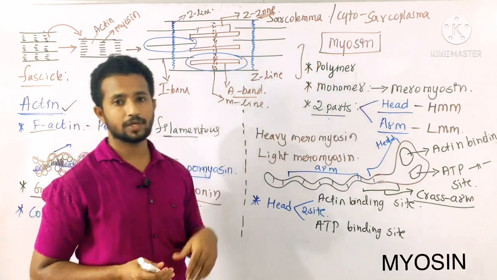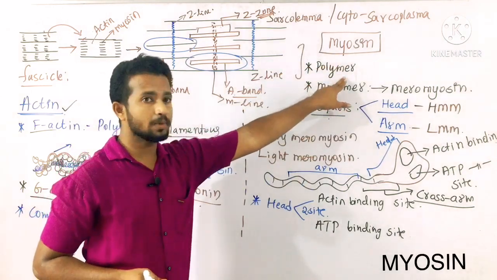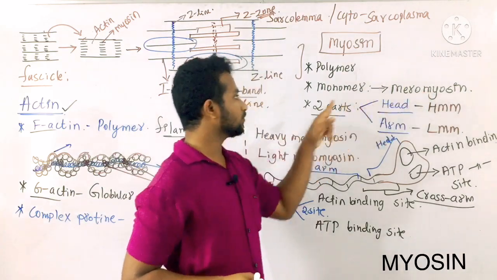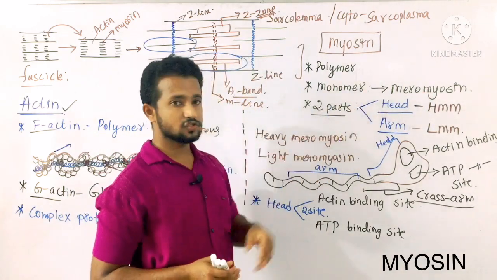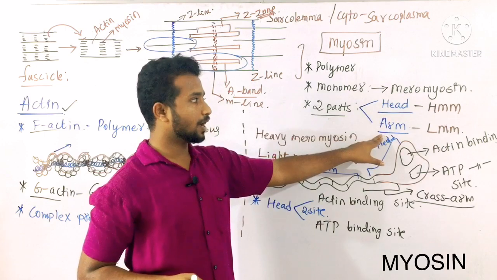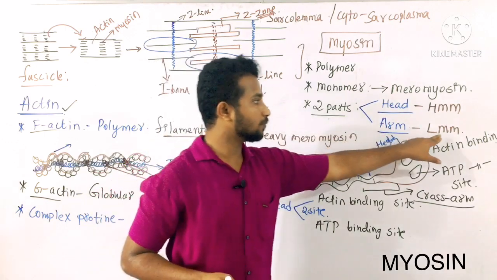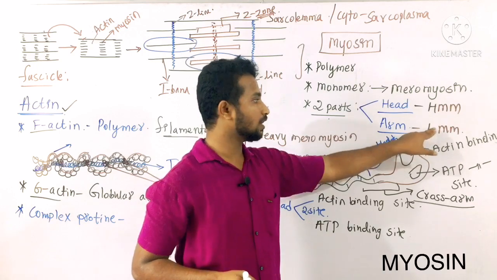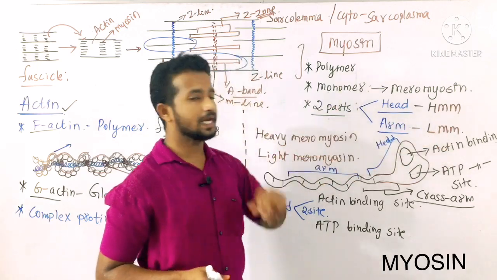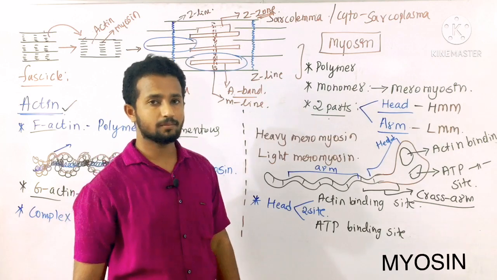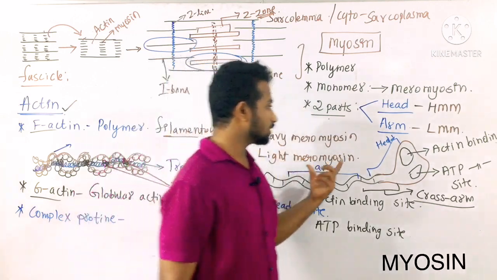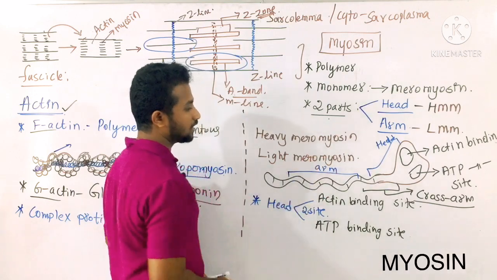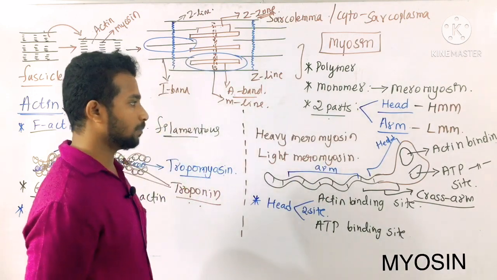So this is about myosin. Myosin is a polymer, it is made up of monomeric units, and the monomeric units are called meromyosin, and the meromyosin contains two parts, the head part and the arm part. The short arm part is made up of meromyosin having low molecular weight, hence it is called light meromyosin. The head region has heavy meromyosin. Heavy meromyosin and light meromyosin structure. This head portion contains two sites, actin binding site and the ATP binding site.